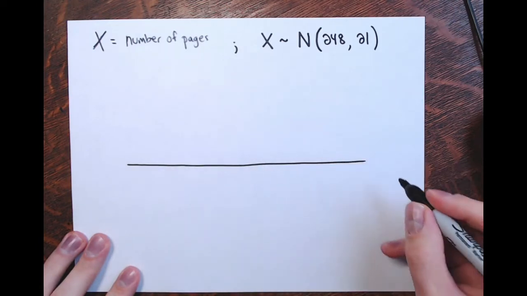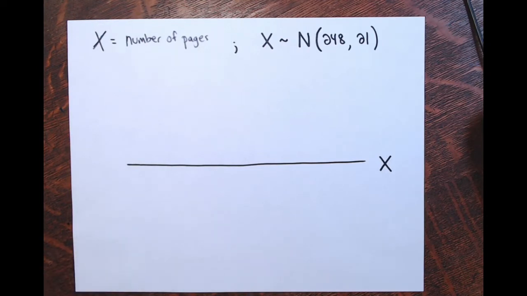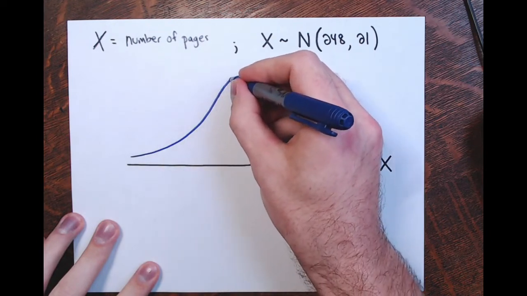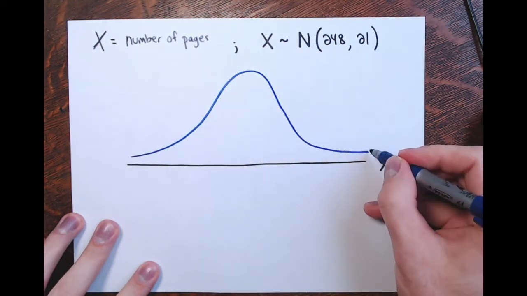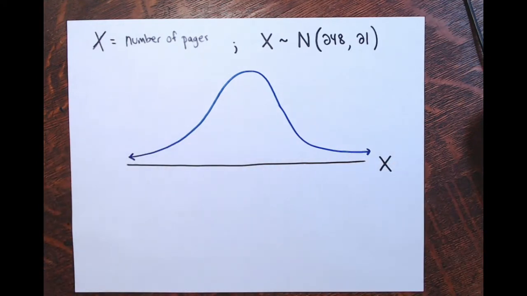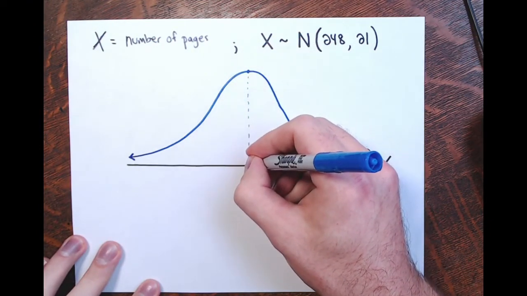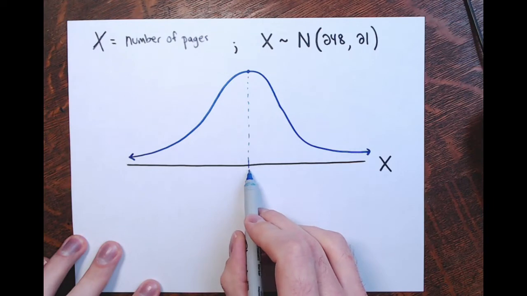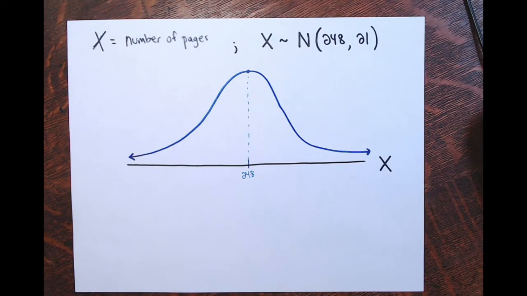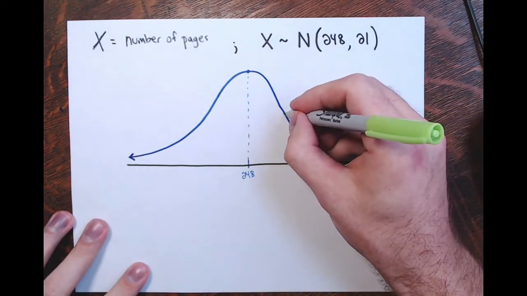A number line representing possible numbers of pages, the possible values of x. It's a normally distributed random variable, so above this, a symmetrical bell-shaped curve. Again, I'm trying my best to make it look symmetrical. Going to the right forever, left forever. Beneath the very top, the value of x here is the mean, 248. And then I'll mark off 1 standard deviation above and below at these inflection points.